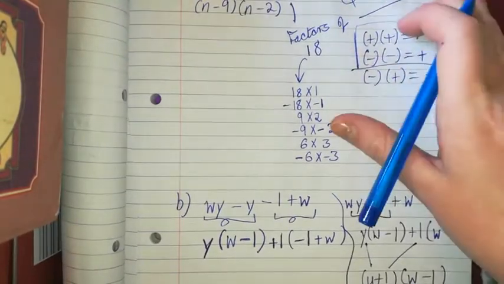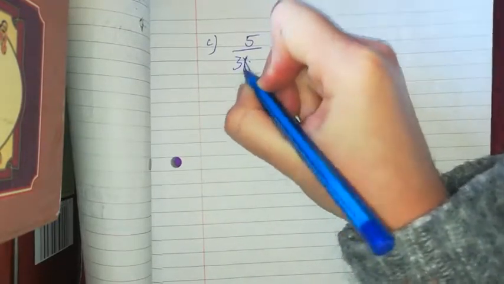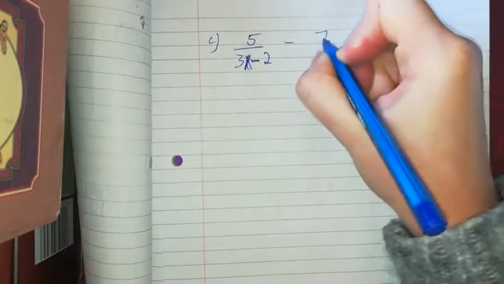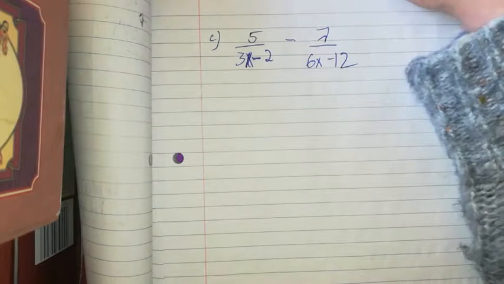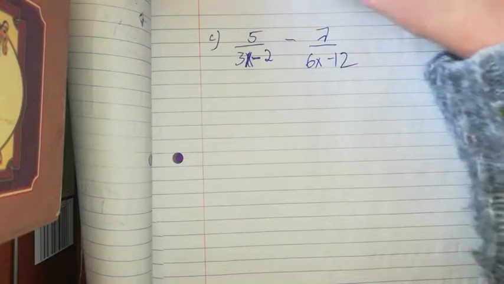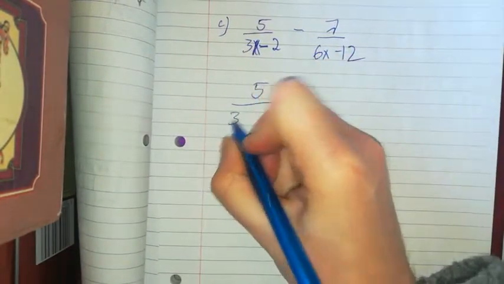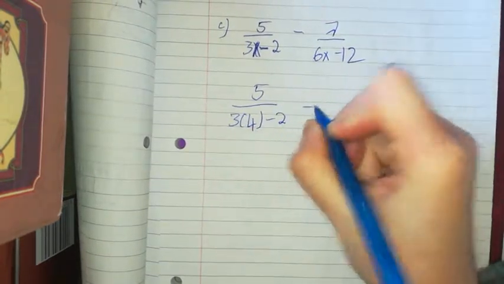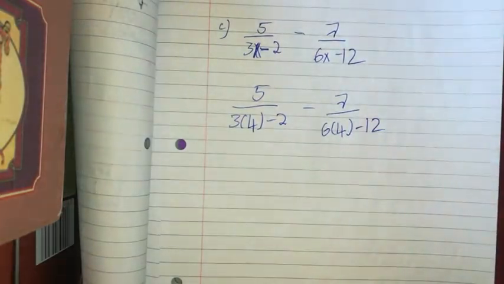So the next thing I'm asked to do, part C, is find the value of 5 over 3x minus 2, minus 7 over 6x minus 12, when x is equal to 4. What I'm going to have to do here is plug in x equal to 4. So 5 over 3 by 4 minus 2, minus 7 over 6 by 4 minus 12.